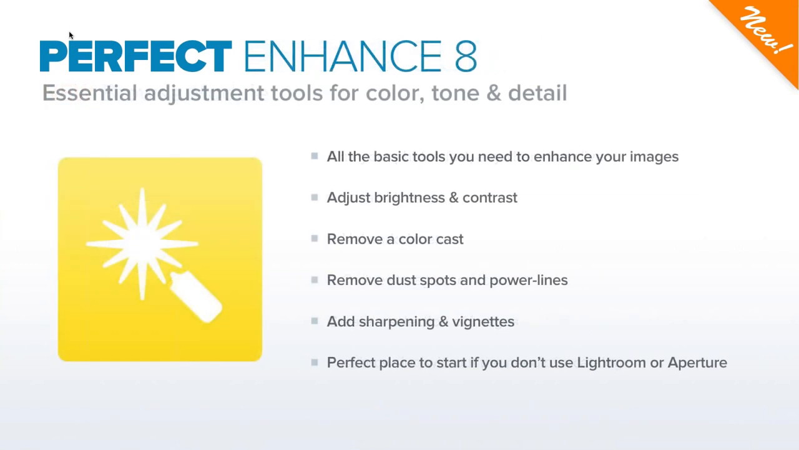The next module we want to talk about is Perfect Enhance. Perfect Enhance works hand in hand with the browser. It's a new tool that gives you everything you need to make your image look better. So it's things like adjusting brightness and contrast, removing a color cast. There's a brand new tool called the Perfect Eraser, which we'll talk about, for removing objects and distractions. And it also gives you the basic tools for sharpening and vignette, as well as some of the other basic tools for retouching and cropping your image.